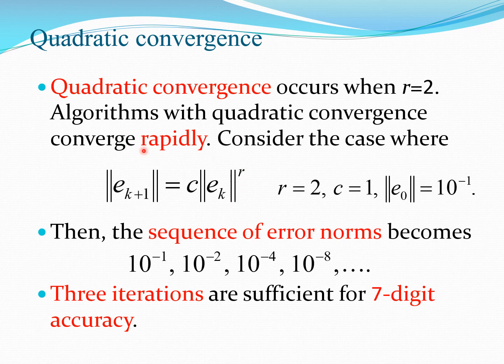So let us take this case here where R is equal to 2, C is equal to 1, and e_0 is 10 to the power minus 1. So you see that convergence is extremely rapid even with C is equal to 1 here, because essentially this e_k is getting squared every time. So you are going from 10 to the power minus 1, minus 2, minus 4, minus 8. So very quickly you have converged to a very good level of discretization. So quadratic convergence is of course very desirable.